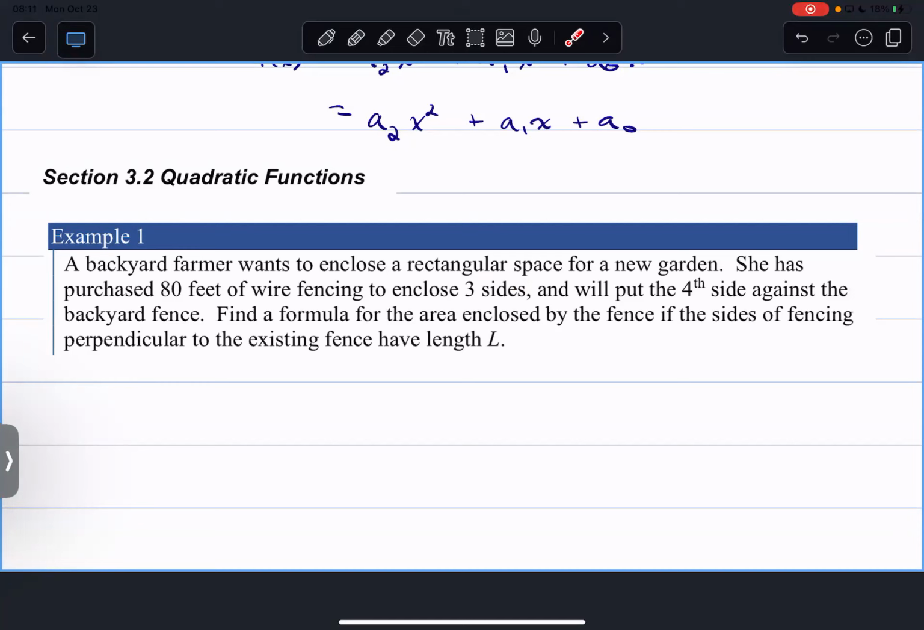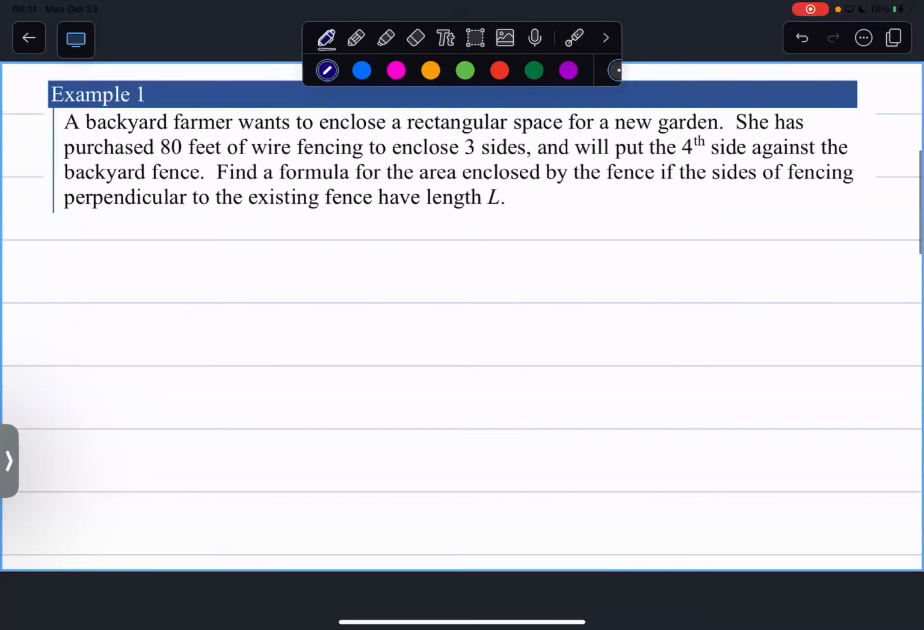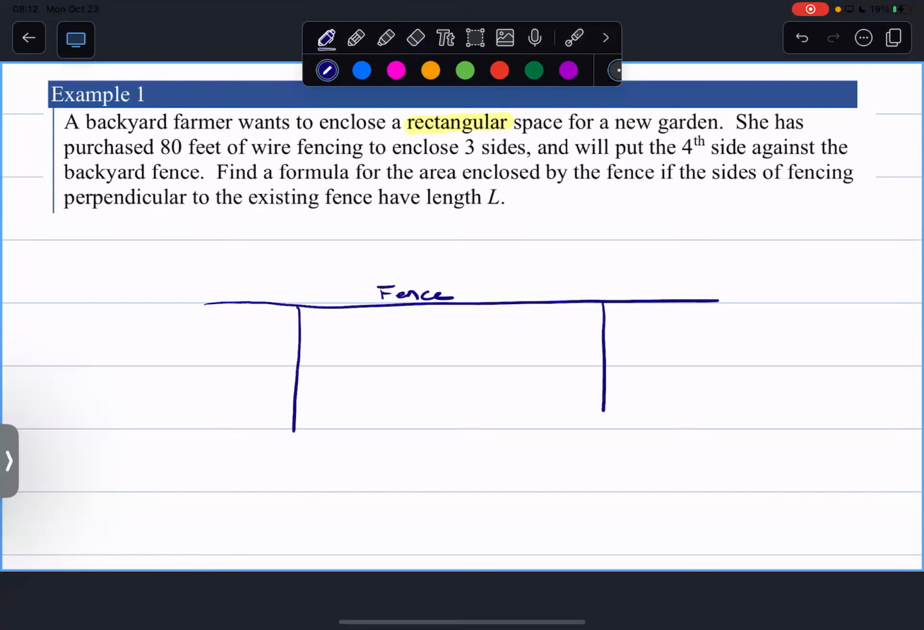I know. So just nice and slow here, right? Let's imagine the scenario first. So she's got the existing fence here. Let's start there. And then we're gonna have a rectangular space. So we can't have anything lopsided. We could handle that, but not as an introduction to quadratics. We could solve it eventually, but not today. So what we want is some sort of rectangular area like this.